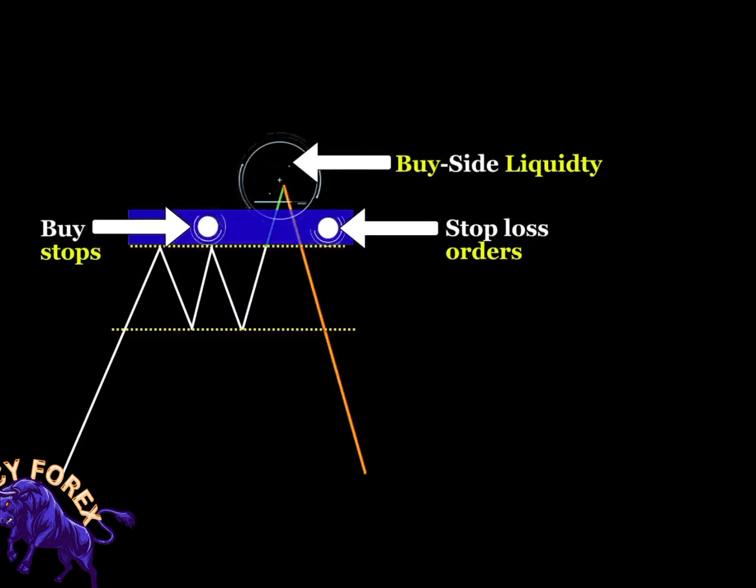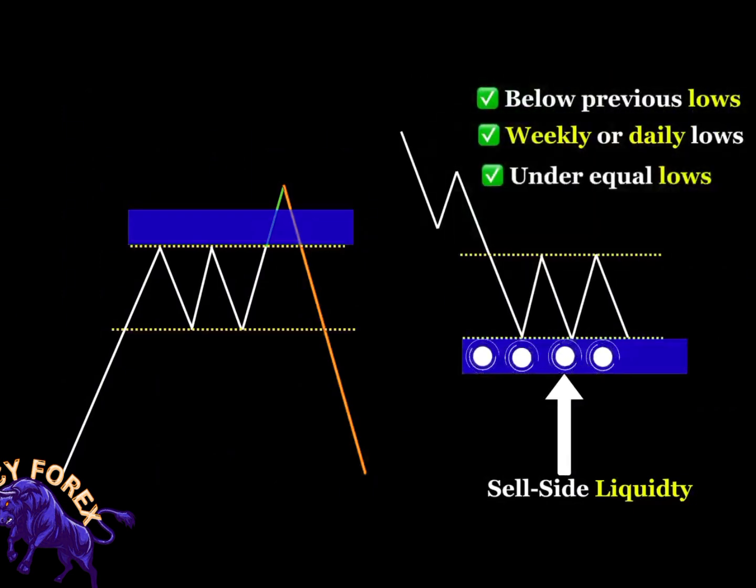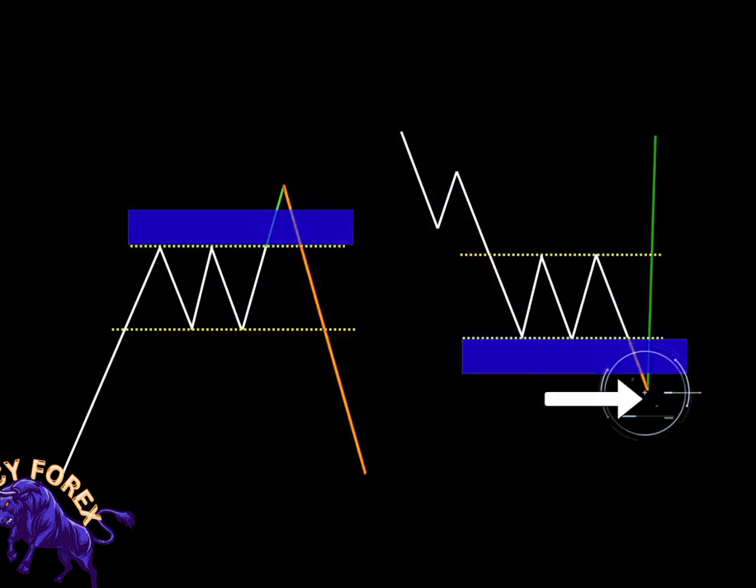Now let's flip the script. Sell-side liquidity comes from sell stop orders and they rest below price, below previous lows, weekly or daily lows or under equal lows. Long traders place stop losses below key support. Breakout traders place sell stops to catch a breakdown. Smart money sees the same thing. So what do they do? Push price below support, trigger those stops, fill their buy positions using that flood of sell orders, and reverse the market upward. This is the essence of a sell-side liquidity grab.